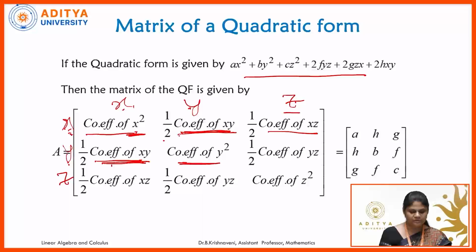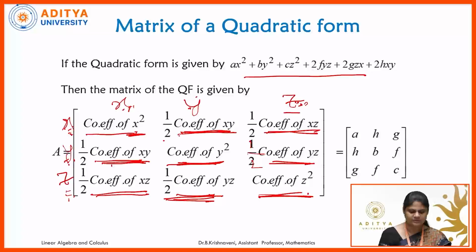Next, y into y is y square, which gives the coefficient of y square. Here y into z gives the coefficient of yz, and again here we get the coefficient of yz two times, so we take one by two of the coefficient of yz. Similarly, one by two of the coefficient of xz. Here xz and here again zx, that is xz. Finally, z into z is z square, the coefficient of z square.